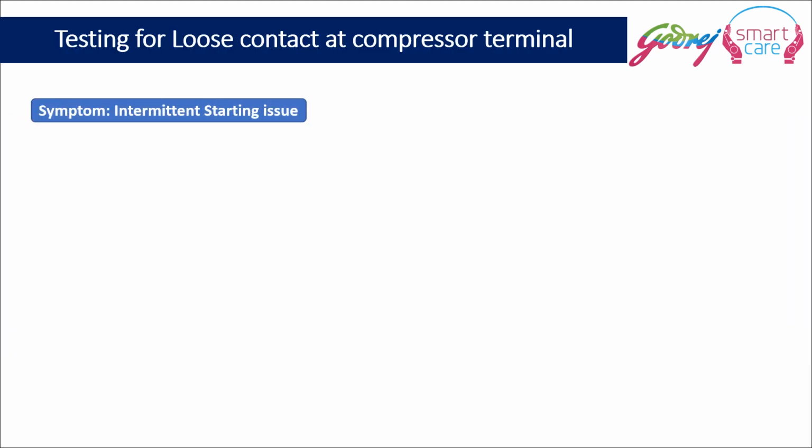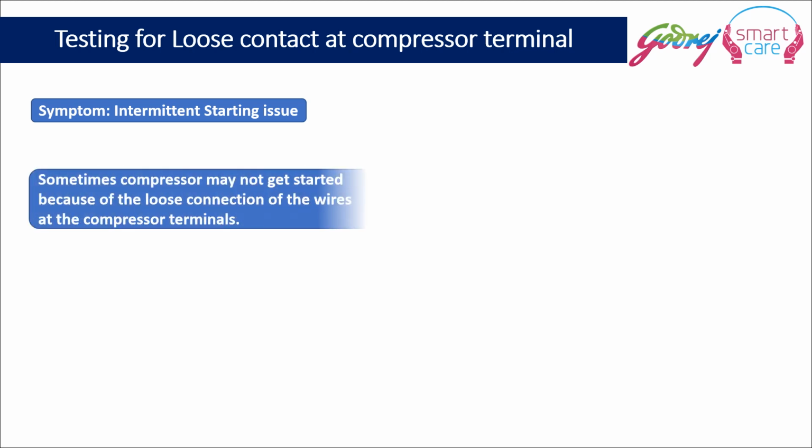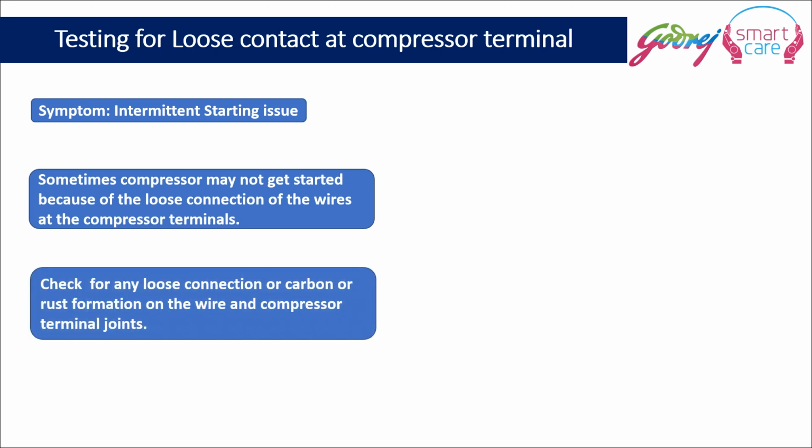Now the testing for loose contacts at the compressor terminals. There are symptoms of intermittent starting issues. Sometimes the compressor may not start because of loose connections of the wires at the compressor's terminal. We have to check for any loose connections or carbon or rust formations on the wires and the compressor terminal joints.